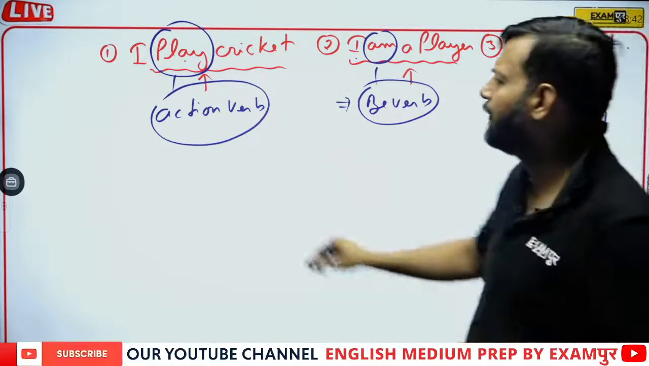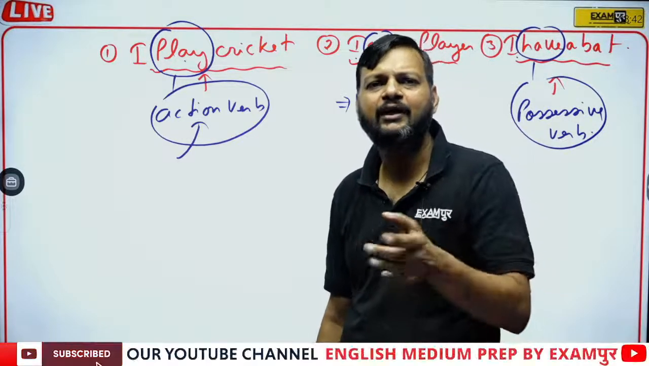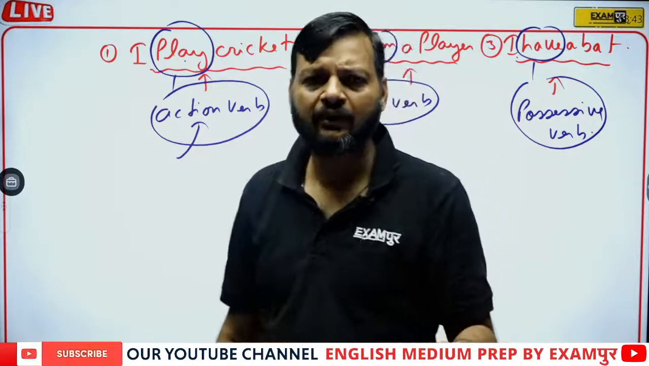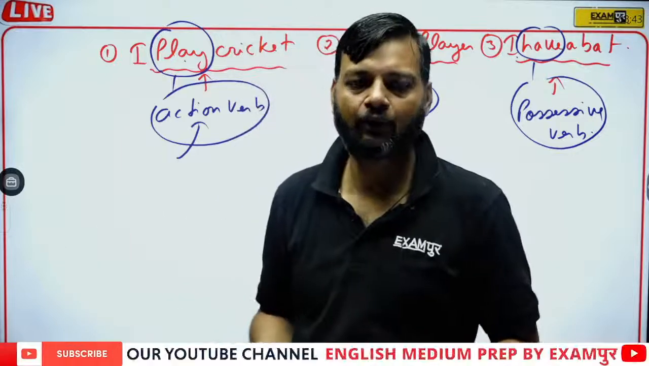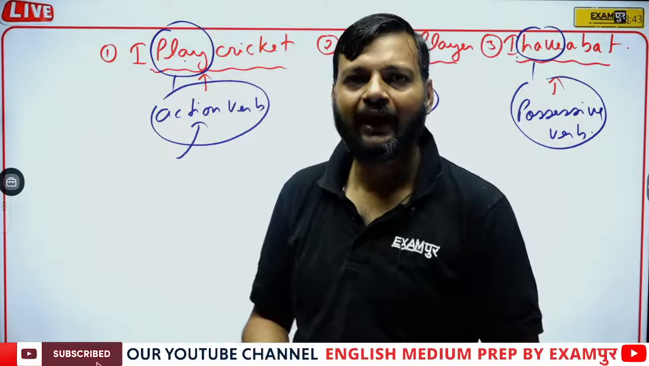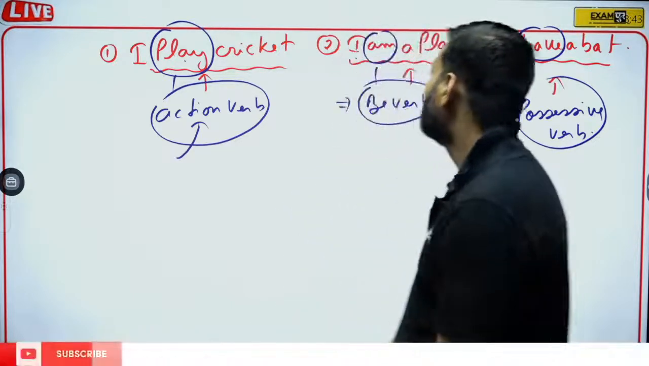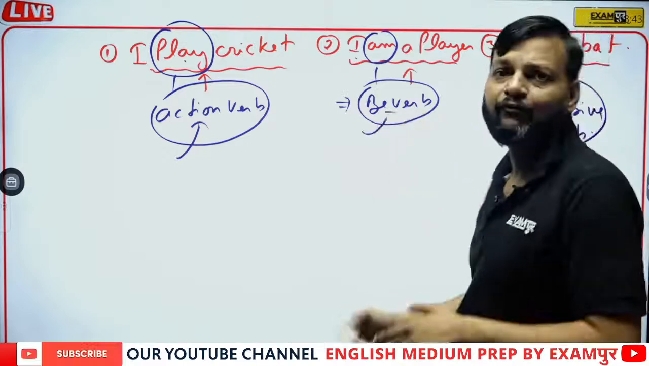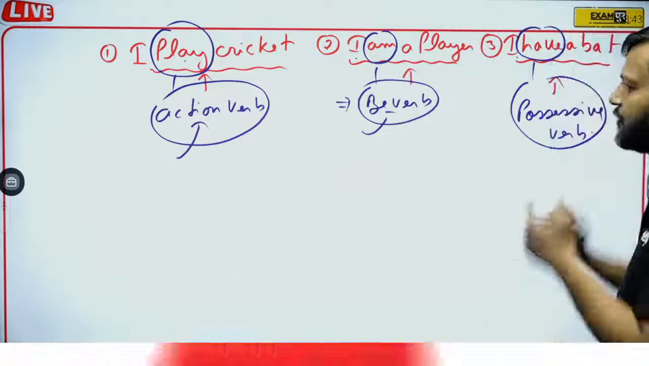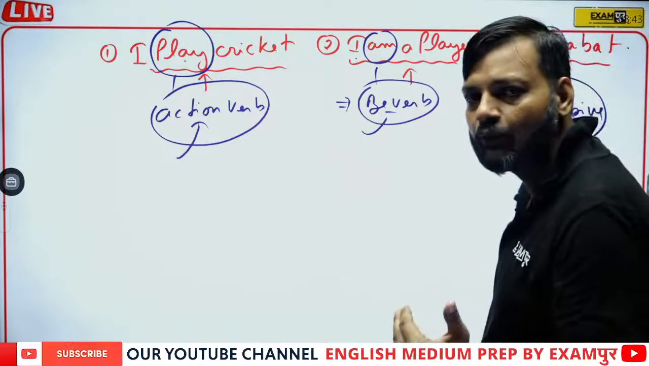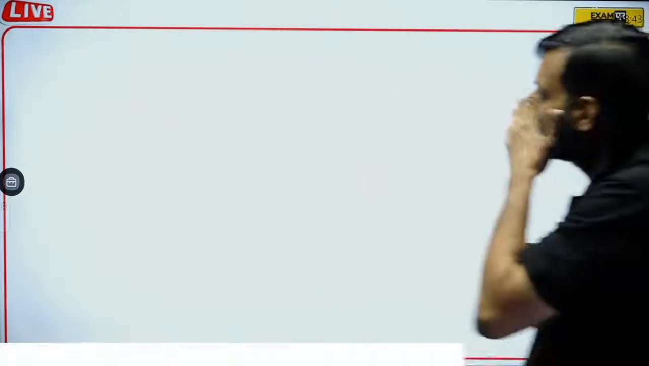So there is no need to explain the action verbs because we all know what action is. Playing, dancing, singing, eating, drinking, going, coming, jumping, falling. All these are physical actions. Second one was the be verb. I have already explained it to you. Now the third one is have, which is a possessive verb. So let me explain it to you, the possessive verb. Okay, what is possessive verb?